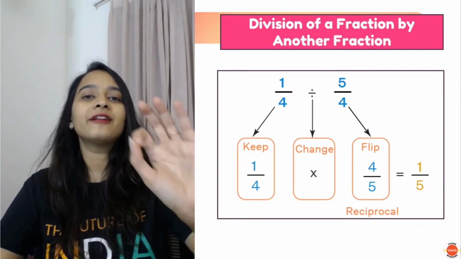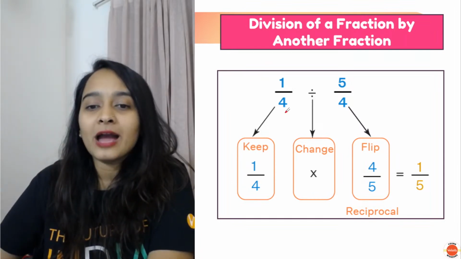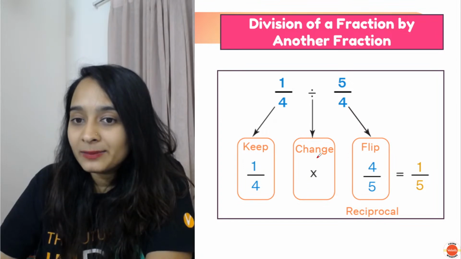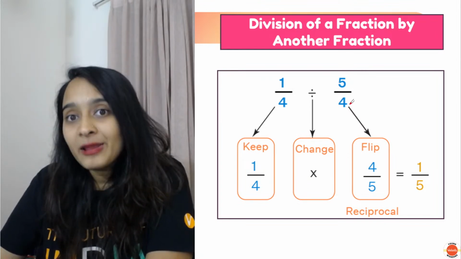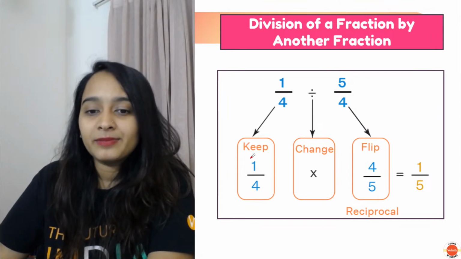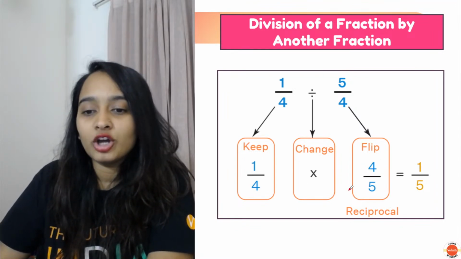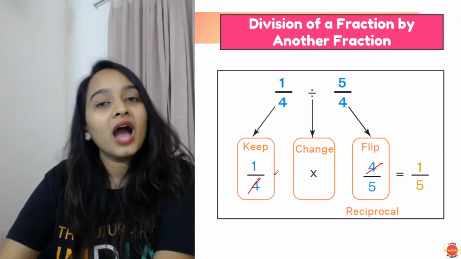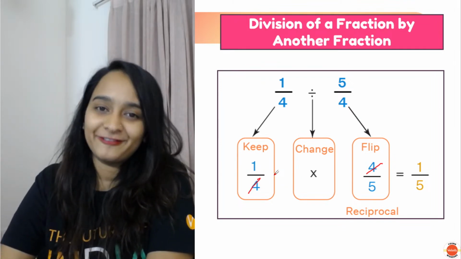Keep, change and flip. So here also, what will you do? Keep 1 by 4. Change your division sign to multiplication sign and flip, meaning reciprocate 5 by 4, it will become 4 by 5. Multiply the numerator with the numerator, denominator with the denominator. So this 4 will cancel, and you will be left with 1 by 5.